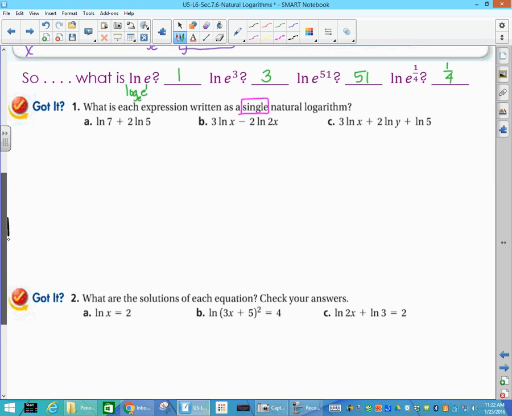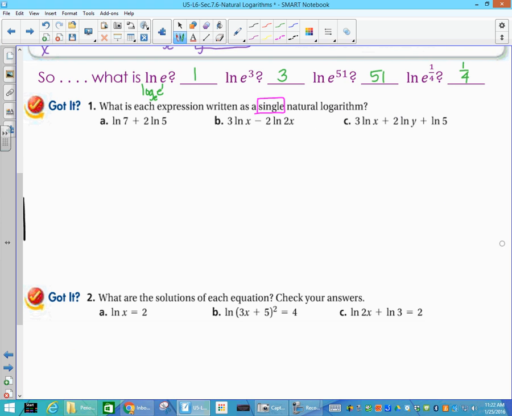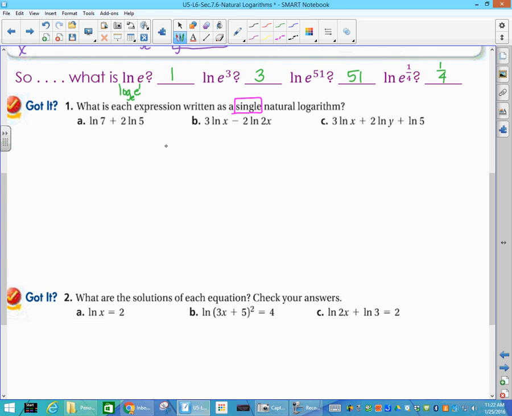This thing's on the other side. Let me see if I can hit this and move it. Nope, that didn't help. Okay, so ln of 7 plus 2 ln of 5.